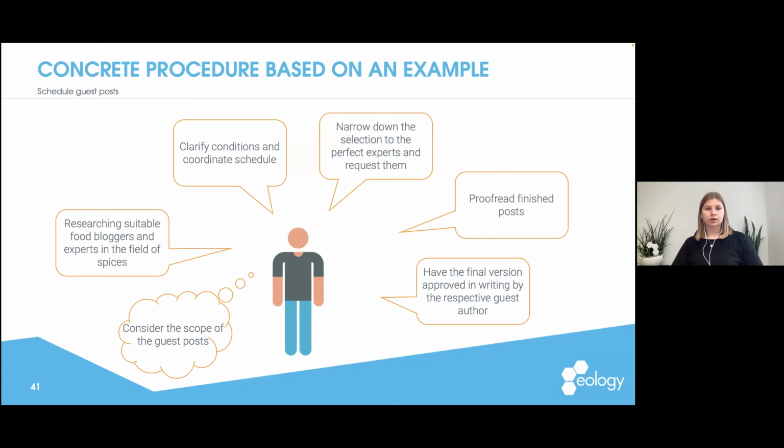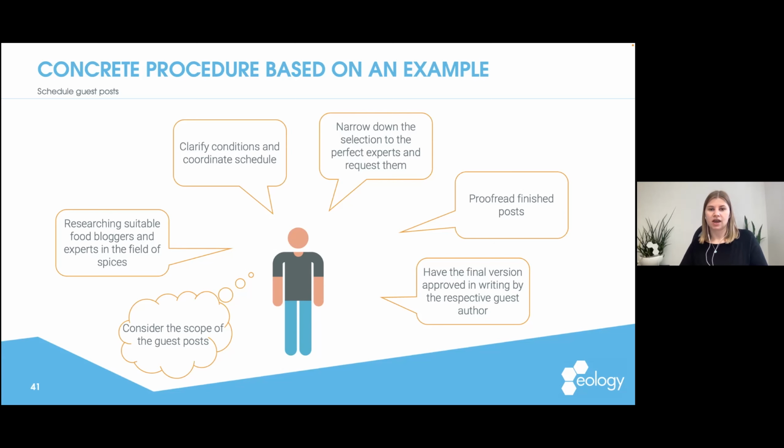So now, you have to consider, of course, the scope of the guest posts you want to add. You could, for example, have new recipes created and recorded. Then you have to do the following steps, like the research of suitable food bloggers. We decided for food bloggers and for other experts in the field of spices. You have to narrow down the selections of the perfect experts, and of course, you have to request them. Then, of course, clarify the conditions and coordinate your schedule so you can fit that into your overall schedule.